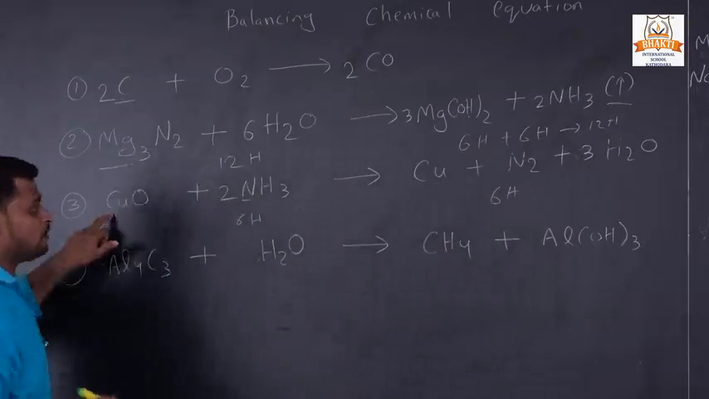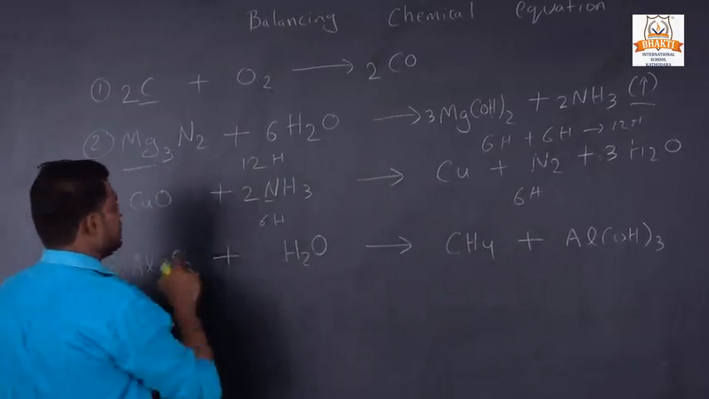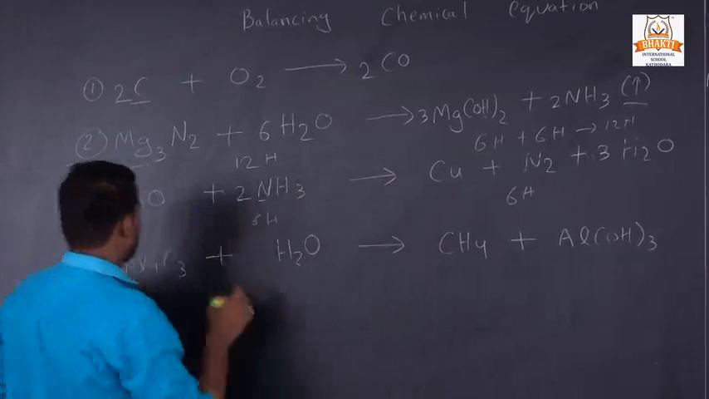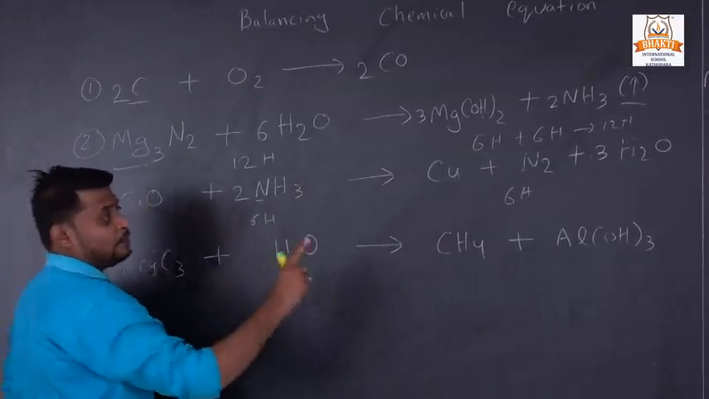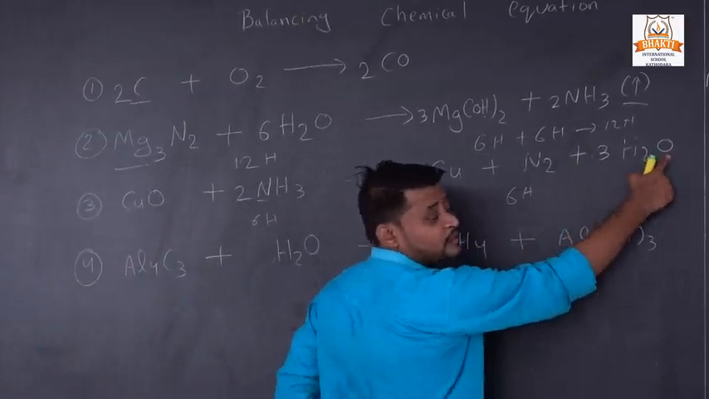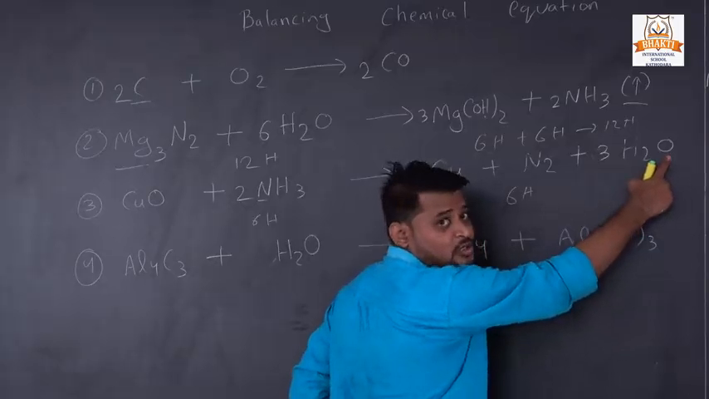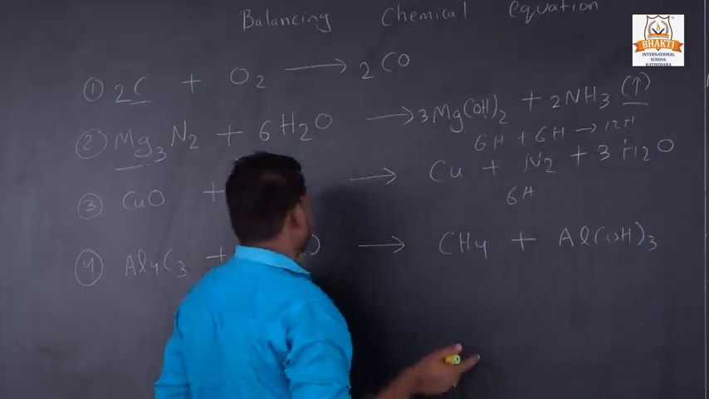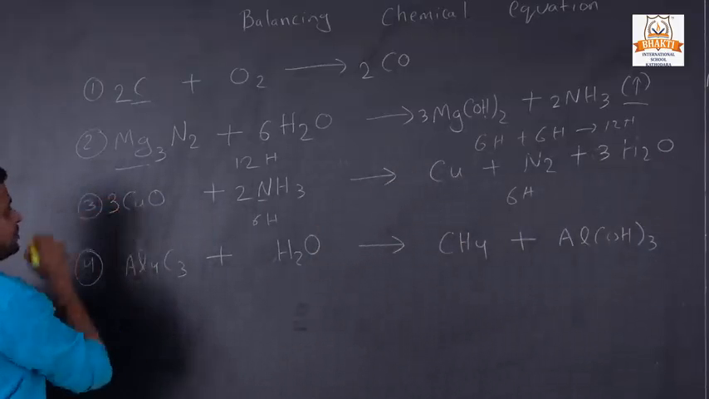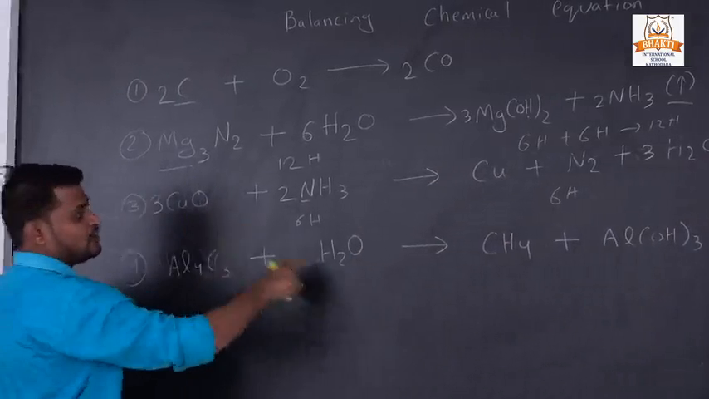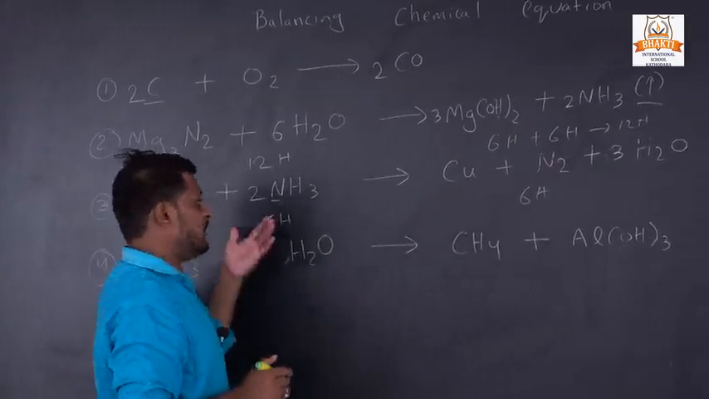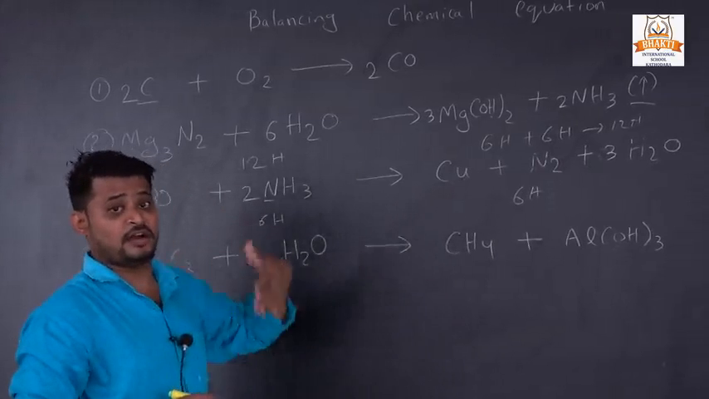Now here copper 1, nitrogen 2, here nitrogen 2, now oxygen 1, but in the product oxygen was 3, so it will be unbalanced. So we have to multiply oxygen with 3. Now 3 oxygen. We will again change, so we have to check again.